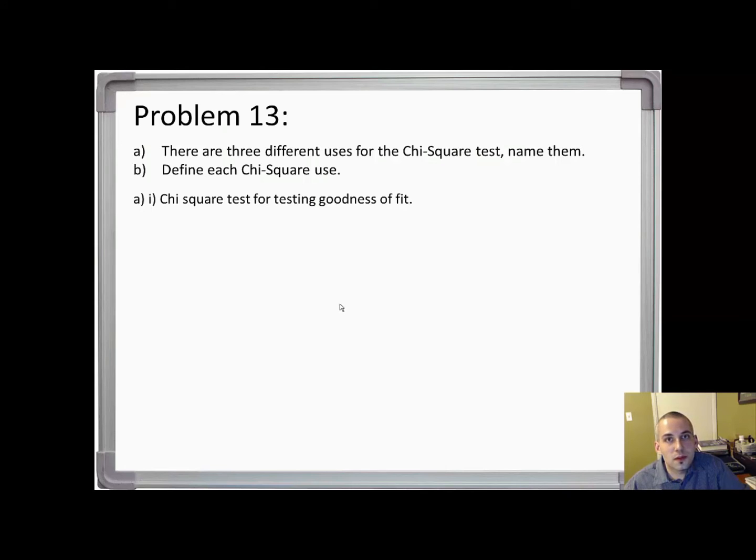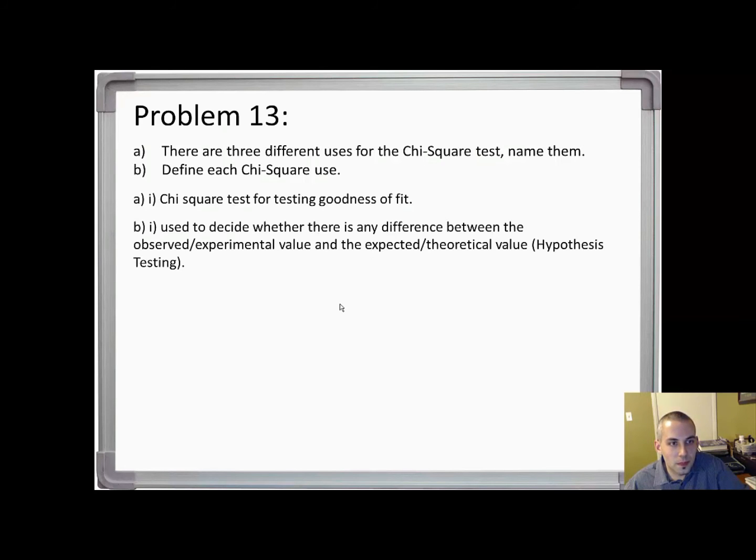This is probably the most popular one. It's the chi-square test for testing goodness of fit. We're going to do an example calculation in the next problem. This is used to decide whether there is any difference between the observed experimental value and the expected or theoretical value. It's hypothesis testing, once again.